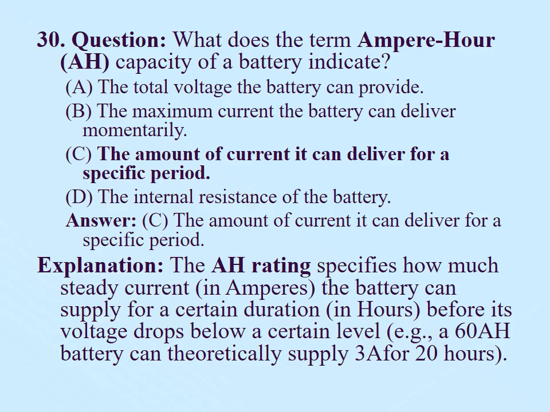That is, the AH rating specifies how much steady current, meaning in amperes, the battery can supply for a certain duration, that is in hours, before its voltage drops below a certain level. That is, a 60 Ah battery can theoretically supply 3 ampere for 20 hours.